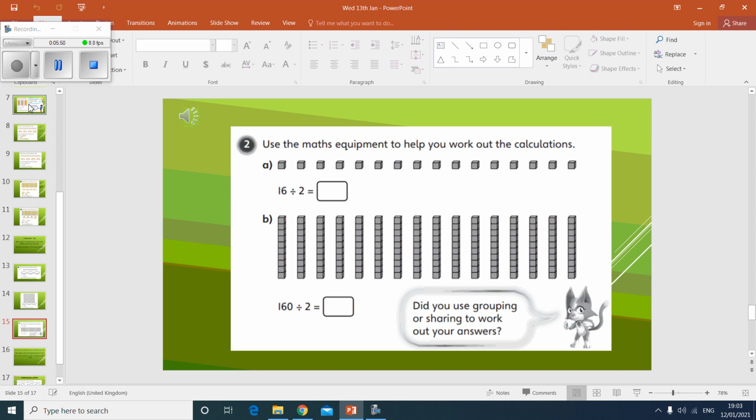Question 2. We can see here for 2A, there are single 1 cubes. 16 divided by 2 equals how many? For part B, the cubes are now in rods of 10. And there are 16 rods of 10, which equals 160. 160 divided by 2 equals how many? Try to relate your answers from A to B. Pause the video while you have a go.